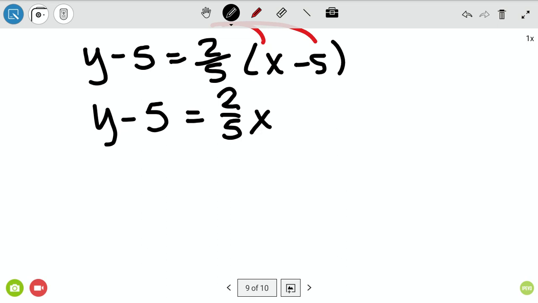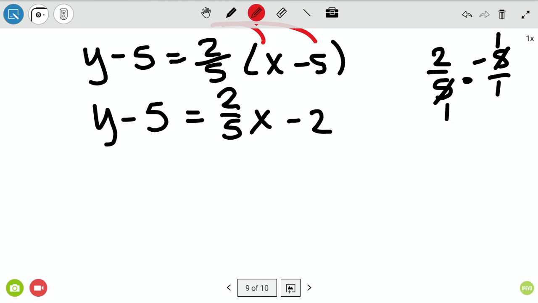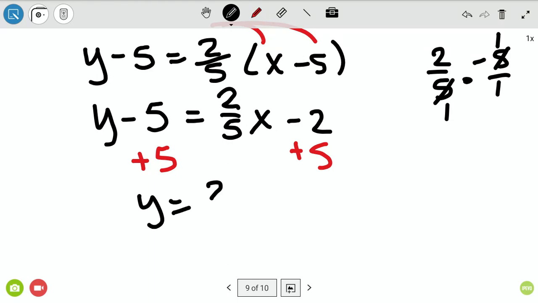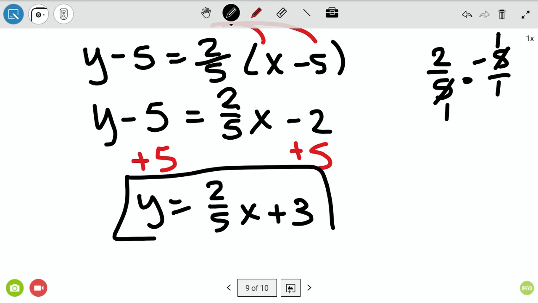We already knew that. And then come out to the side. 2/5 times negative 5 over 1. Cancels, cancels, and you get negative 2. And then we add 3. Oops, add 5. I'm already given my answer here. We add 5. Sorry about that. Add 5 and add 5. And we get y equals 2/5 x plus 3. We got the exact same answer.